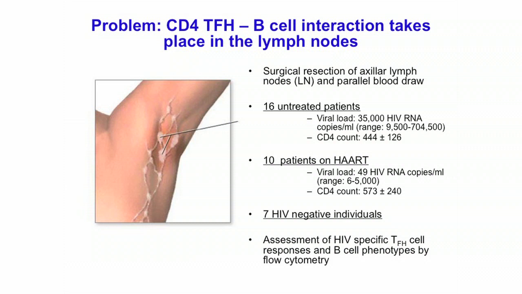So what we had to do: we had 26 HIV-positive patients and 7 HIV-negative patients where we surgically resected lymph nodes from the axilla. So they had to undergo surgery so that we were able to receive a lymph node. And we assessed the HIV-specific T follicular helper cell responses in those patients.